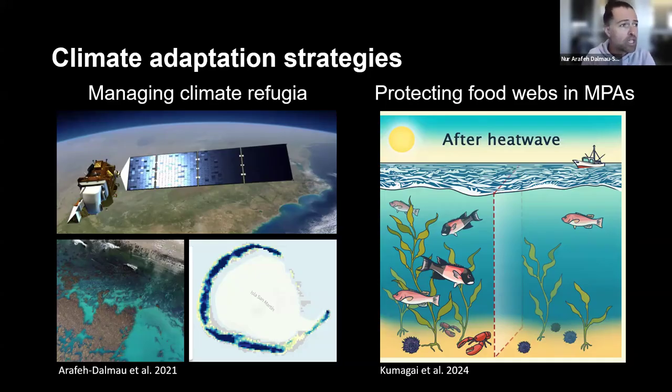To do so, we need to find ways of mapping these places at large scales. And what we used is remote sensing. We have more than 4 decades of remote sensing in the area that allow us to map the persistence of this forest across the entire region of Baja California. The other thing that we can do is protecting food webs through MPAs and other management strategies.